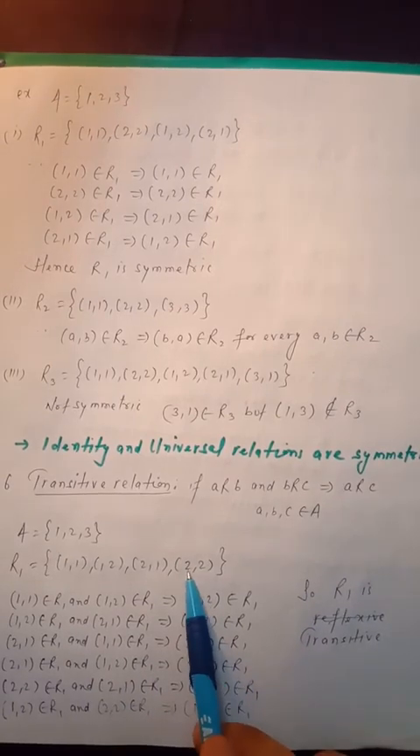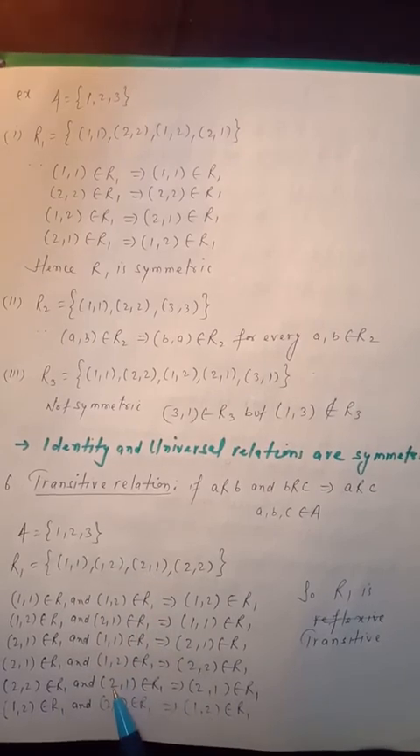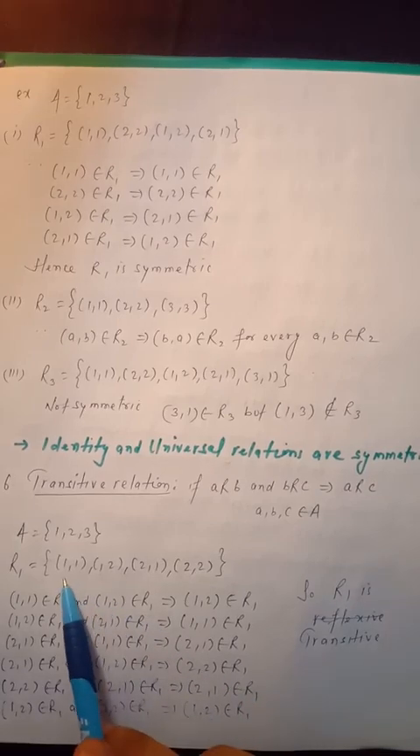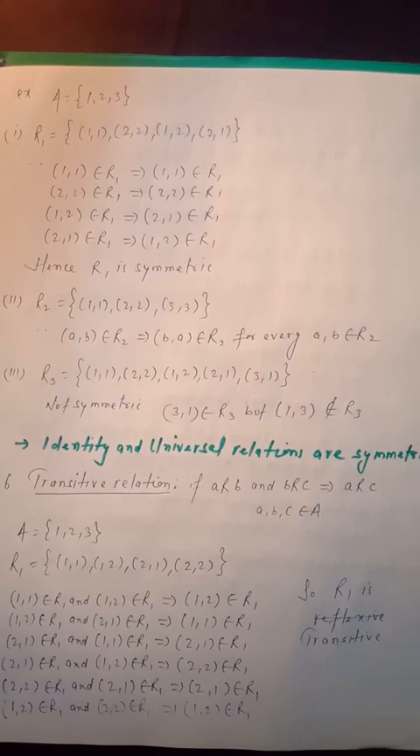Now the last one, 2 comma 2 belongs to R1 and 2 comma 1 belongs to R1. So finally 2 comma 1 must be present. It is present. It means all the conditions are satisfied. Therefore, this relation R1 is a transitive relation.